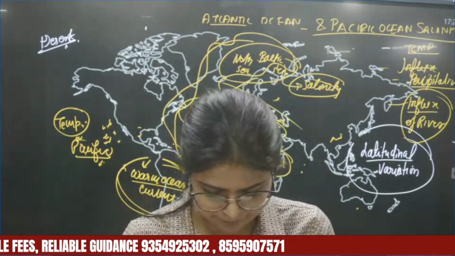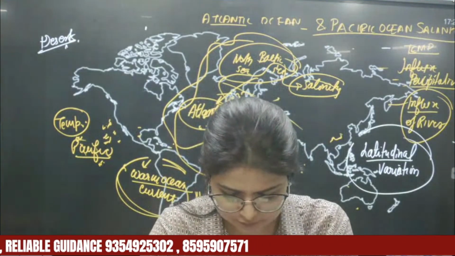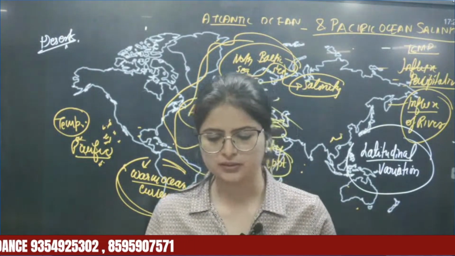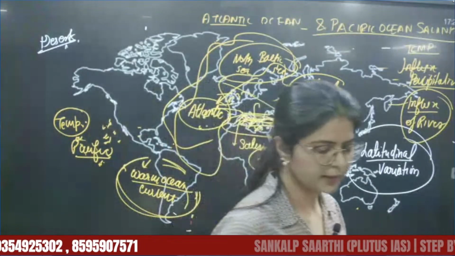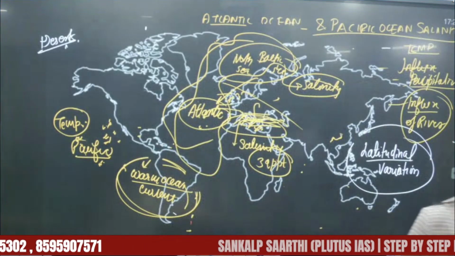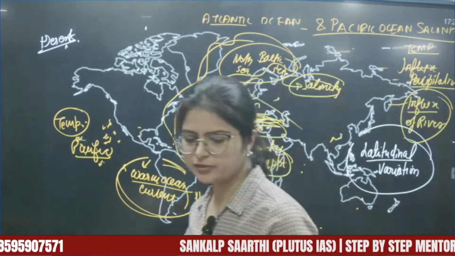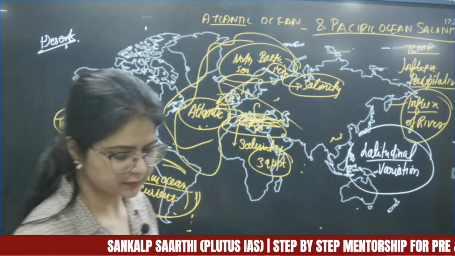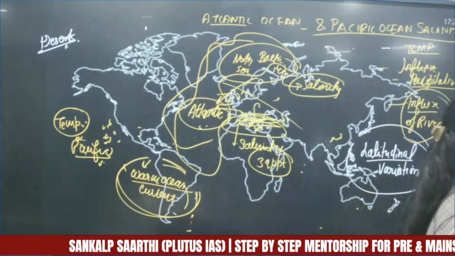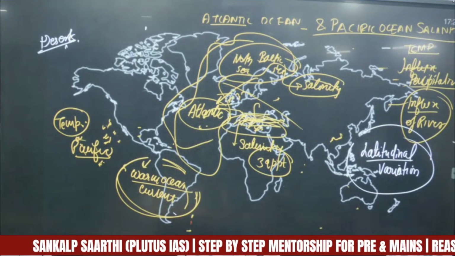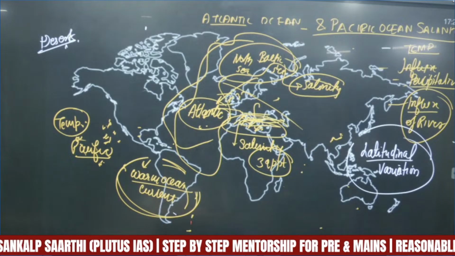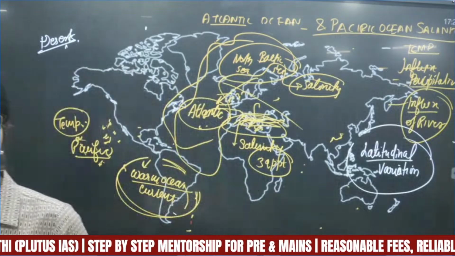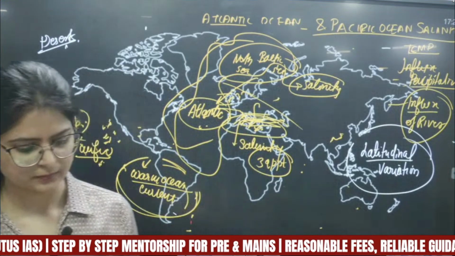Okay, write down. However, areas near the mouth of major rivers like the Amazon and Congo experience noticeable reduction in salinity due to the large volume of water discharging into the oceans.